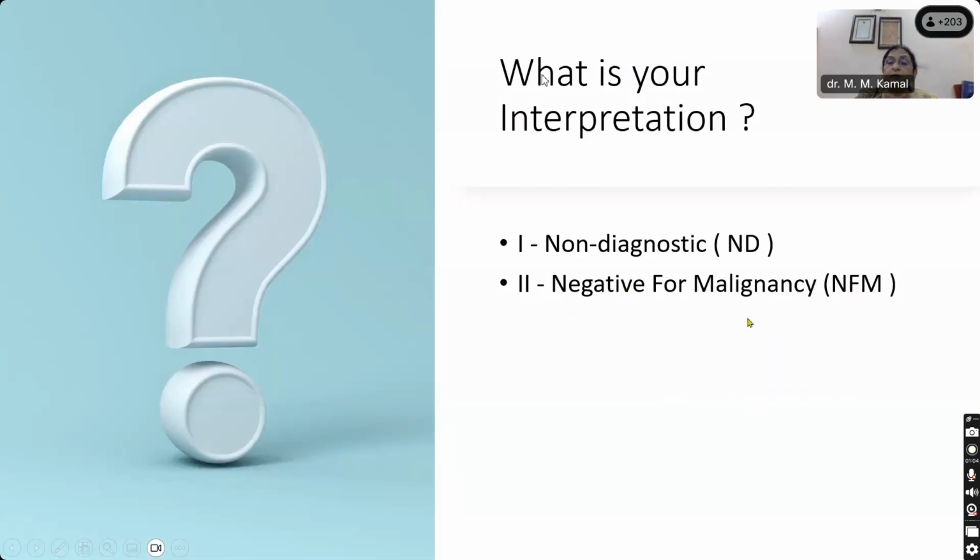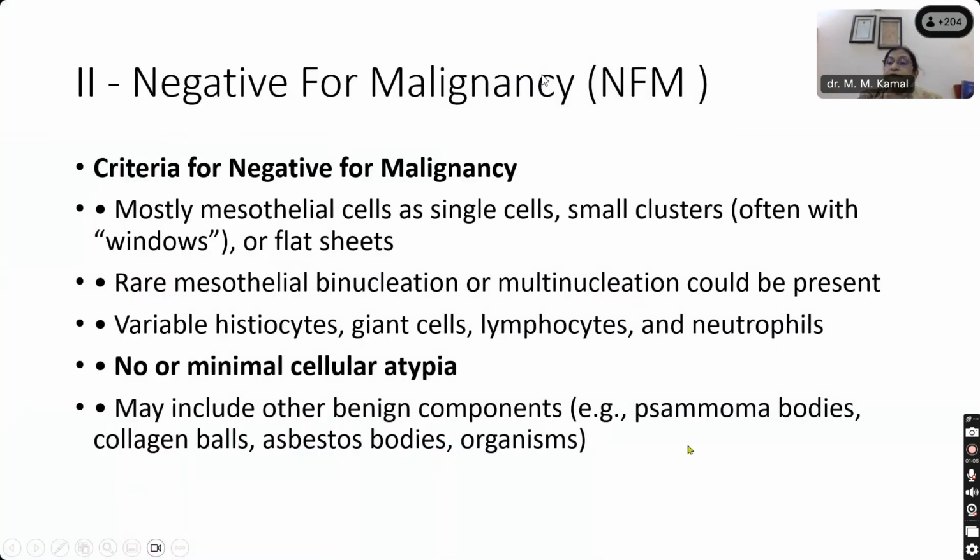We have talked about negative for malignancy. So in this, we have covered two categories: the non-diagnostic category, and the case that we saw was negative for malignancy. Dr. Bharadwaj, ma'am, do you want to make some comments? Yes, ma'am. This is for the students.